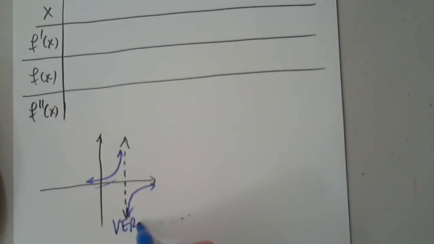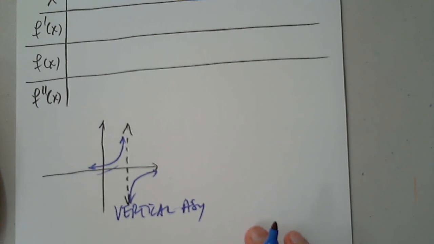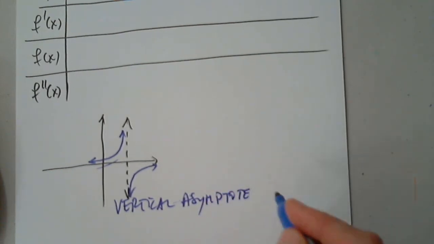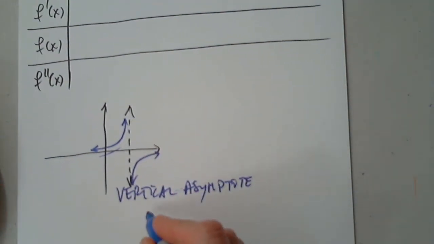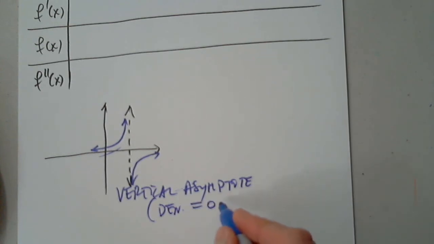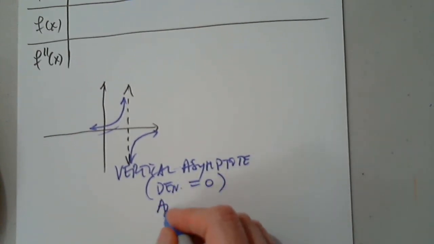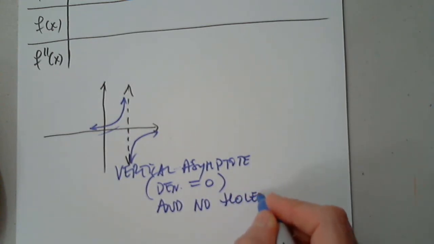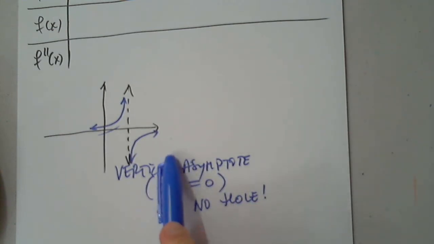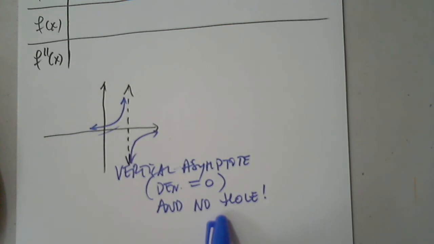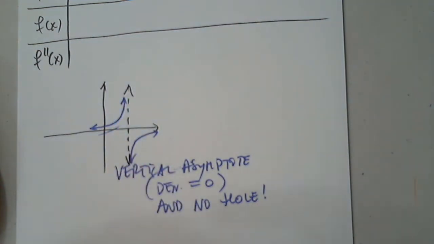So this is a vertical asymptote, where the domain is, where the denominator equals 0, and there is no hole. We're going to look at an example, I'll make one up right after this, in which a function may have a vertical asymptote or a hole. It cannot have a vertical asymptote and a hole at the same point. Okay, so rational functions have vertical asymptotes.